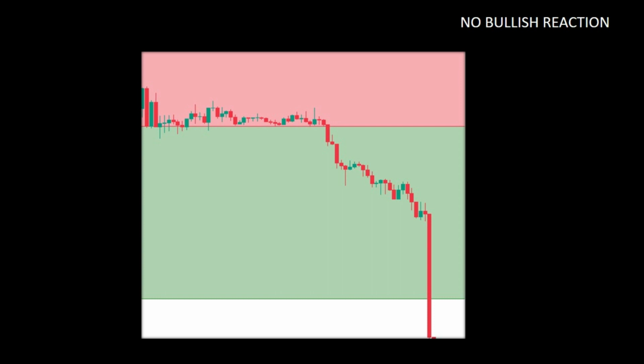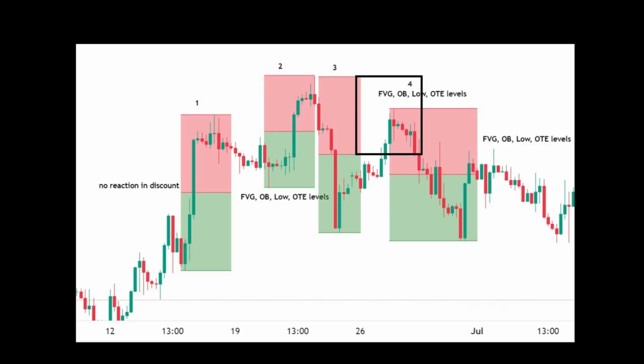And if you don't have proper risk management, you're going to burn your account. If you get a reaction here, you have more probabilities, but it's not 100% certain. Now, let's go to the third move. The third move is a bearish impulse. So we waited for a reaction above the 50%.